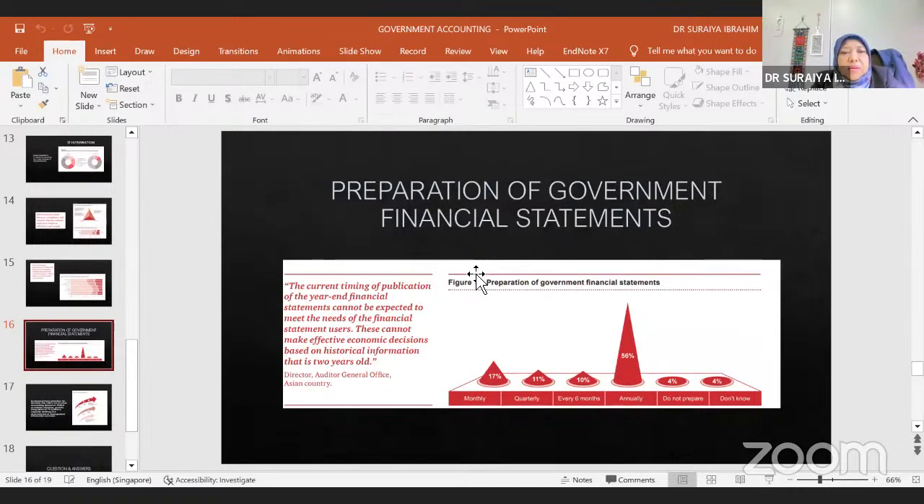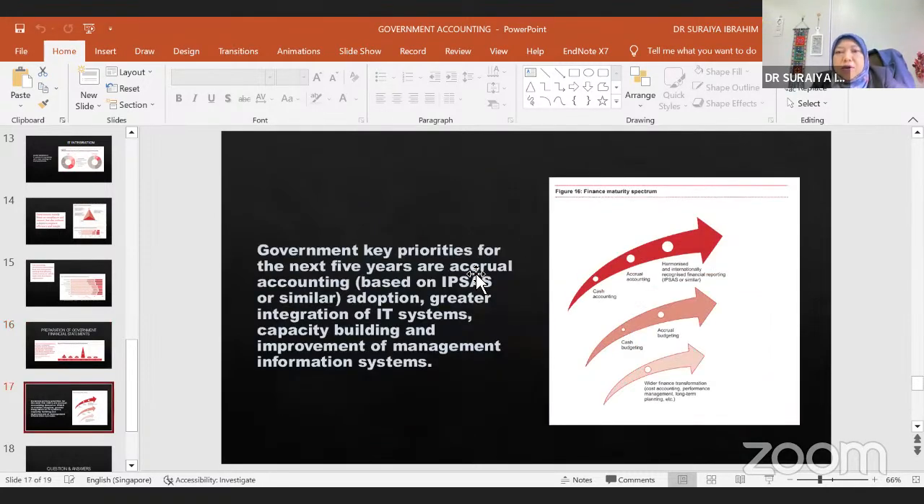This is also to support the preparation of government financial statements, which maybe can be done on a quarterly basis. The current timing of publication of year-end financial statements cannot be expected to meet the needs of financial statement users, and they cannot make effective economic decisions based on historical information that is 2 years old. This is the experience from the director general in Asian countries.